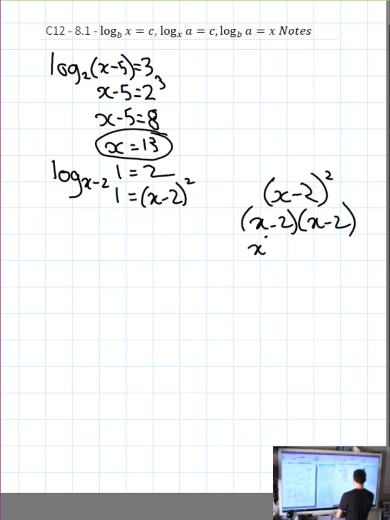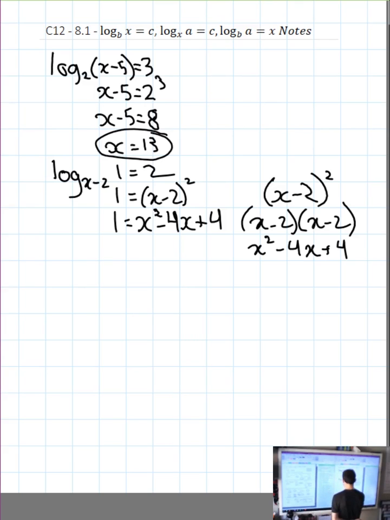I'm going to do this quickly. X squared minus 2x minus 2x is minus 4x plus 4. So now I can take that answer and I can bring it back in. The reason why I do that stuff off to the right is so I can take it out of the question and it's less confusing for me and I don't make silly mistakes as much.